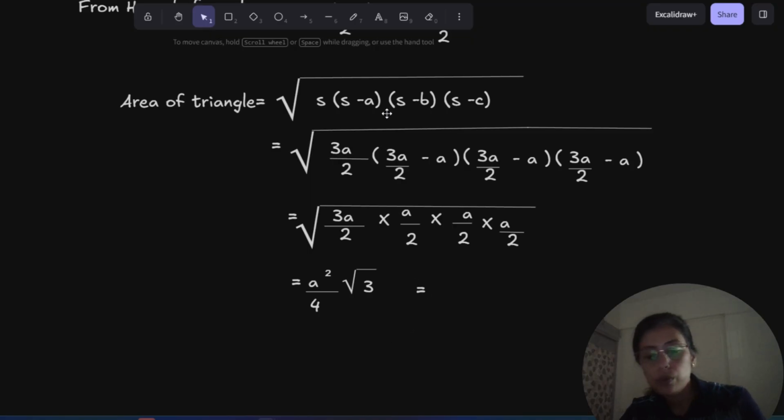Right? So this is like another way of saying this is going to be under root of 3 upon 4 of a square.